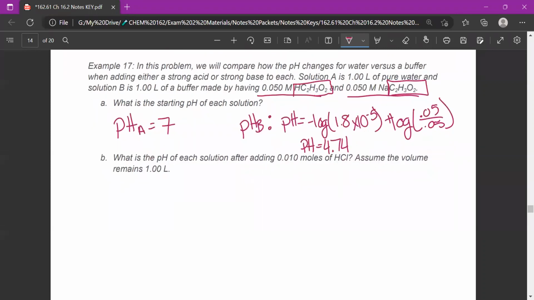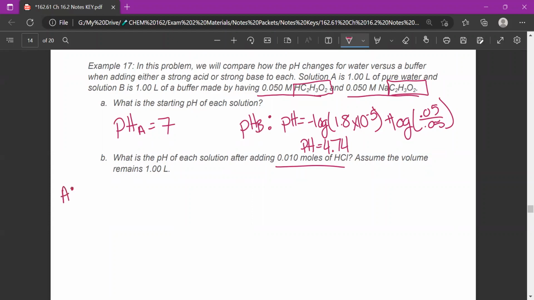Okay, so what is the pH of each solution after adding 0.01 moles of hydrochloric acid, strong acid? Assume the volume remains 1 liter. Okay, because remember, if you change the volume, it changes the pH, so you would have to take that into account. So I'm not doing that in this. So say maybe I'm adding solid hydrochloric acid, which is impossible, but I'm adding acid in there and it's not affecting how much I have. Okay, so what is the pH after I add acid?